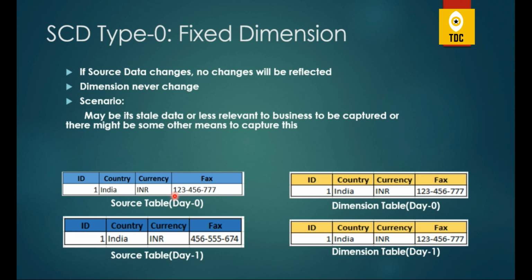So the business might decide the fax number is not relevant anymore, and there is no need to change it in our dimension table when the data changes in the source. This is not so frequently used, because any business wants to keep the data updated, unless in some rare scenarios like this. So whatever changes in the source on day 0, day 1, day 2, your dimension table remains fixed. That is why we are calling it a fixed dimension. Hope this is clear.